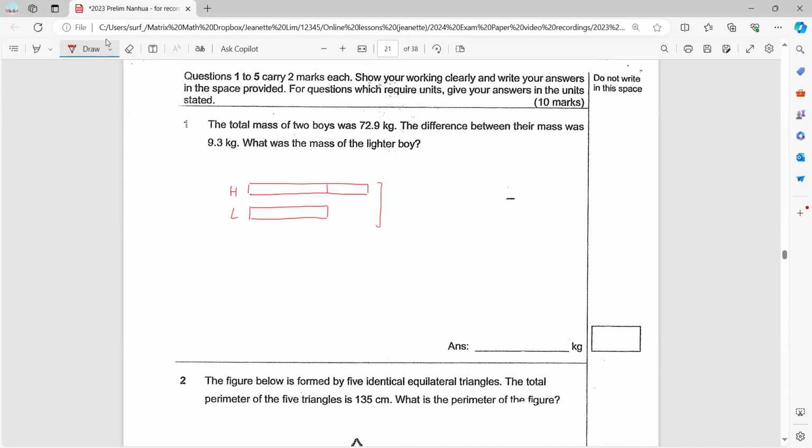The total is 72.9 and the difference is 9.3. So this is 9.3 kg. So you want to find the lighter one. First, we take 72.9 minus 9.3 to get the 2 units. Now take note, this is paper 2, you can use your calculators. So 63.6 divided by 2 to get 31.8, which is 1 unit. And that's also the mass of the lighter boy.